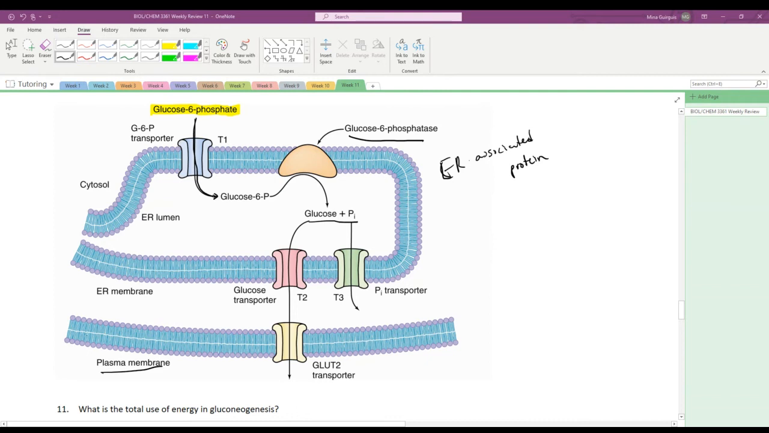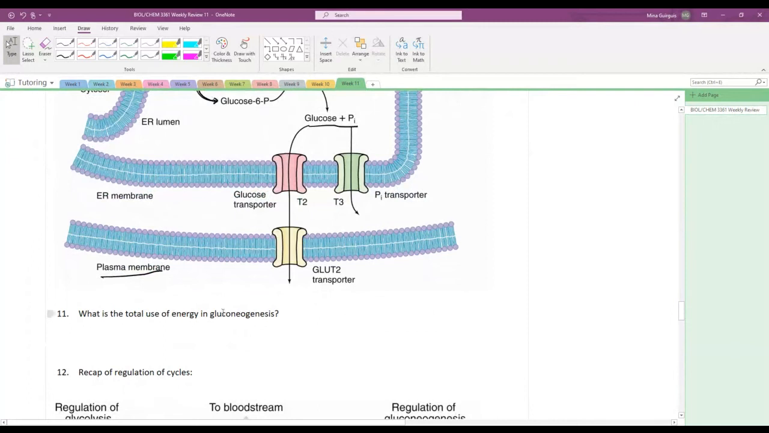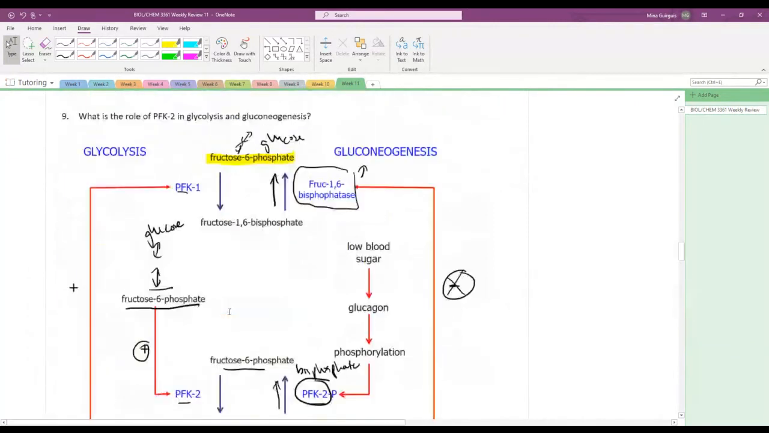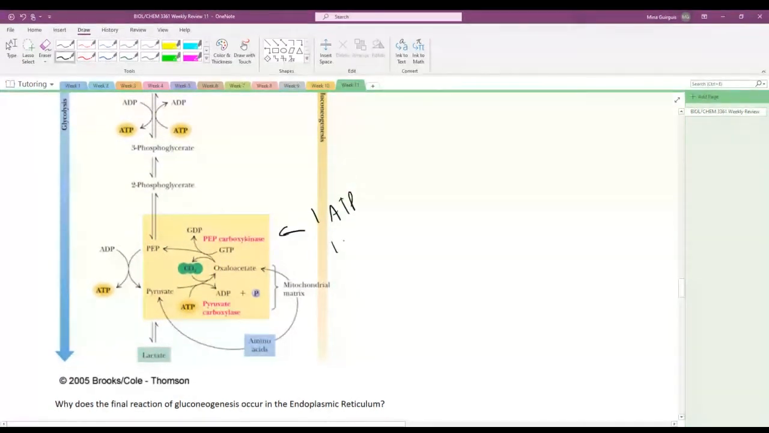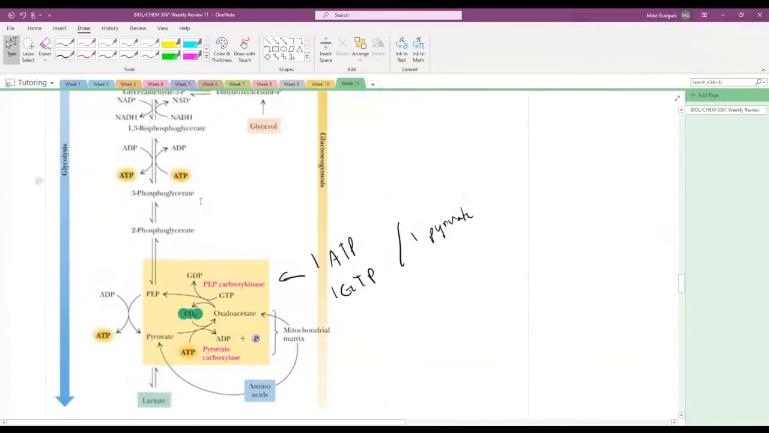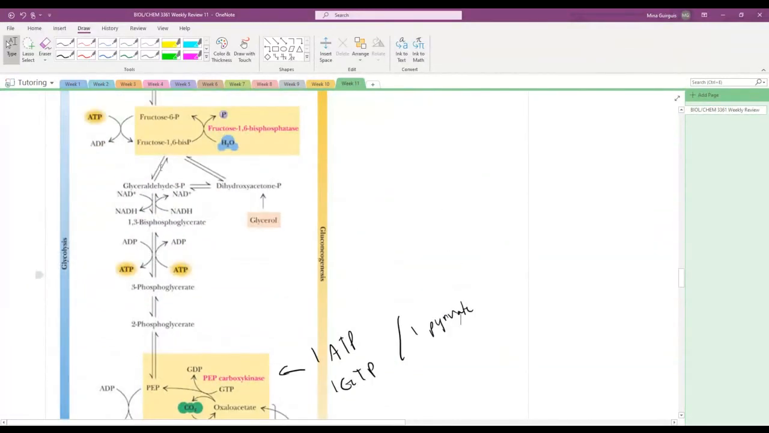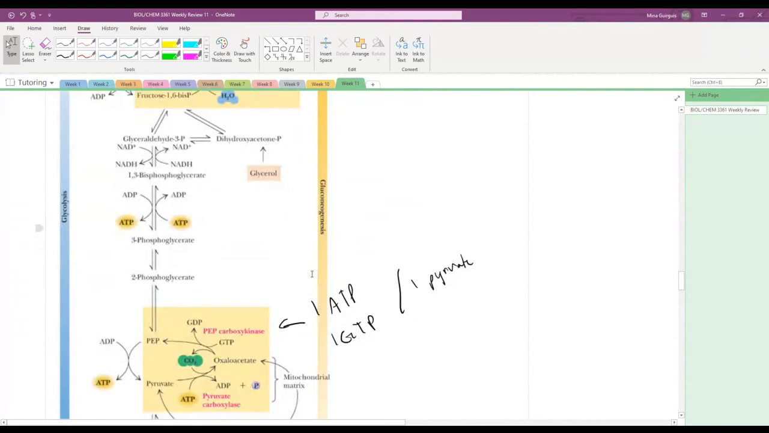Okay. So, number 11. What is the total use of energy in gluconeogenesis? The gluconeogenesis we talked about a little bit, so let's go through this. We use 1 ATP and 1 GTP. That's over here. 1 ATP, 1 GTP. It's important to recognize this is per 1 pyruvate. Pyruvate is a 3-carbon structure, and as we go all the way back, we end up needing 2 pyruvate to reform our fructose 1,6-bisphosphate. We need to double this.